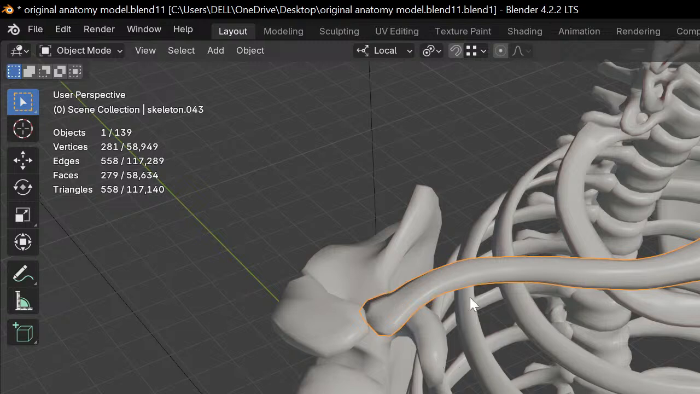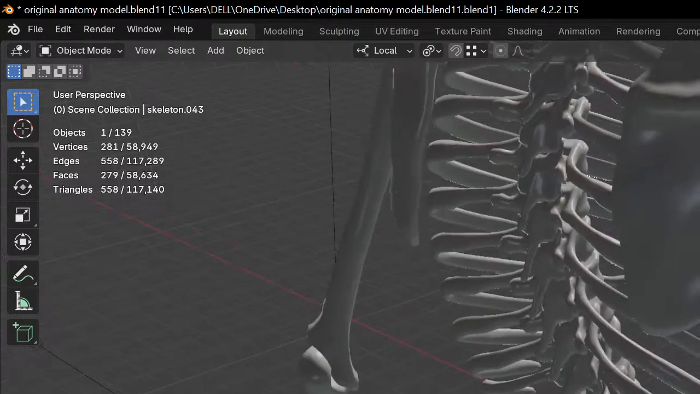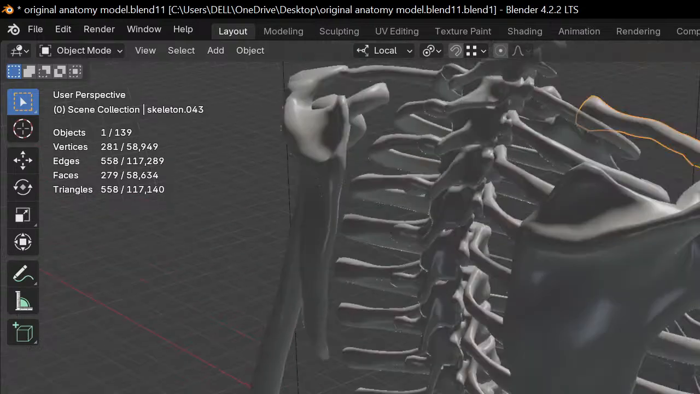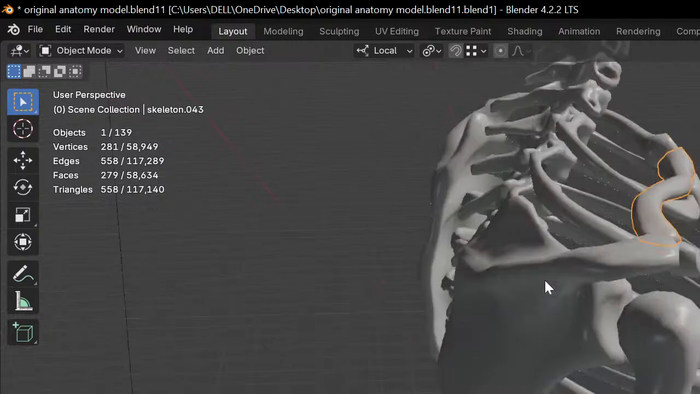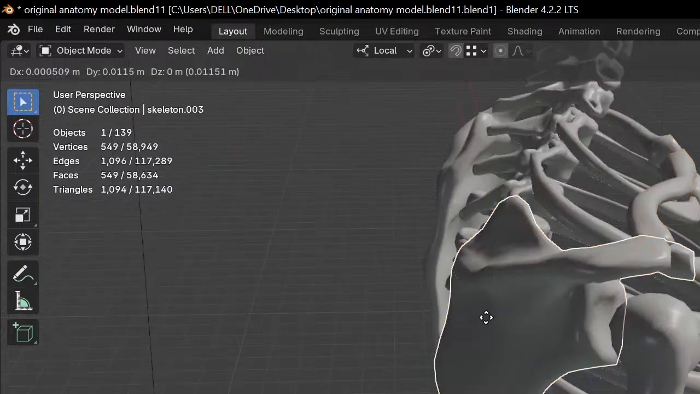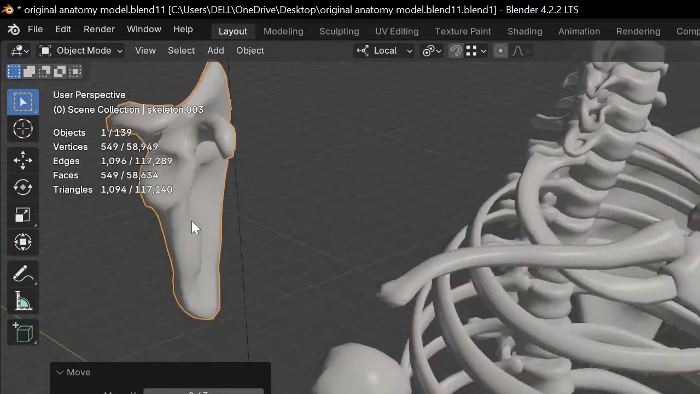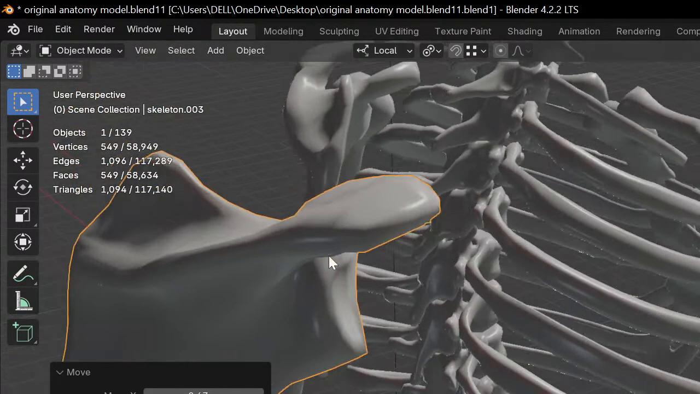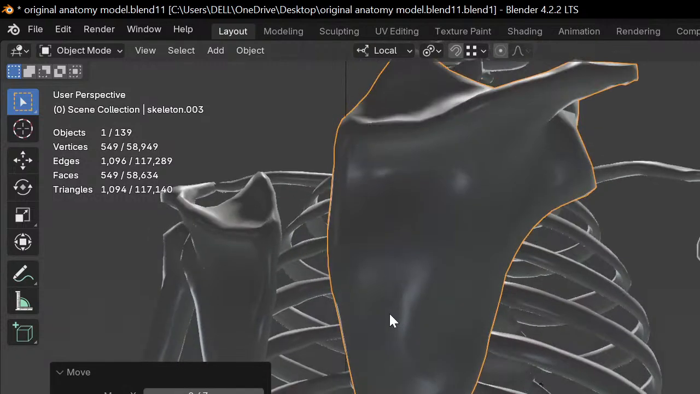So basically, that's the clavicle. Then attaching to the clavicle, we have the scapula, which is roughly triangular shaped. It is a flat bone, as we can see. So let me bring it out. We can see the scapula is essentially flat and triangular shaped. Triangles generally have 3 sides and 3 angles.